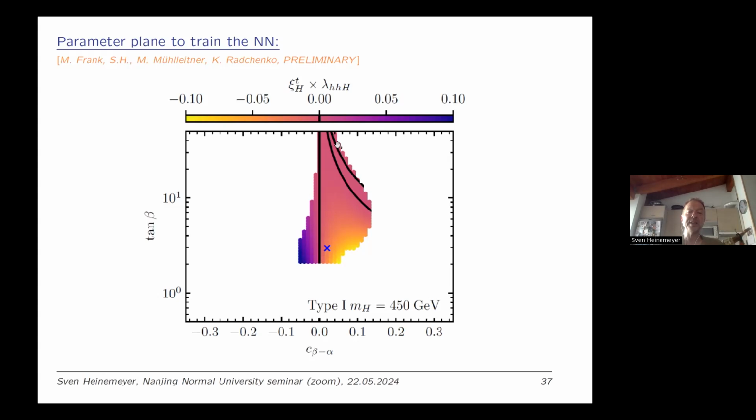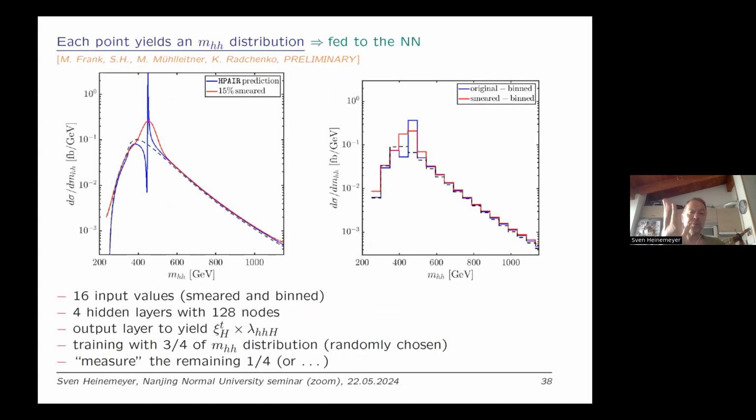The black lines indicate where this product here is 0, either because lambda is 0 or because the top Yukawa coupling is 0. But this is the range that we are interested in. And this is the parameter point that we will analyze in a bit more detail in the plots that I show to you. And here the heavy Higgs mass is set to 450 GeV. And I said this area here is allowed by all theoretical and experimental constraints. Now, this parameter point that I showed to you results in these curves.